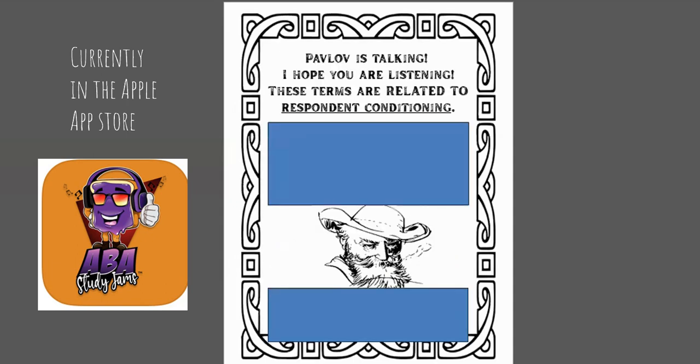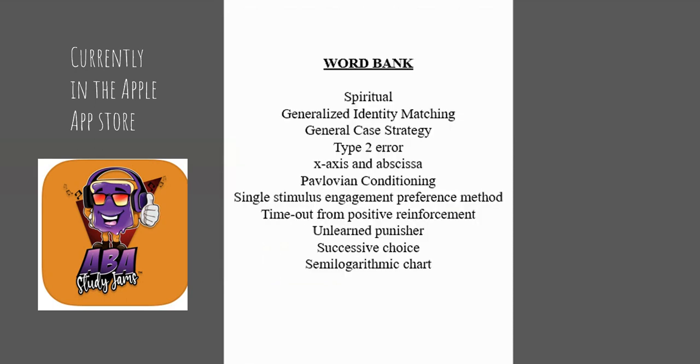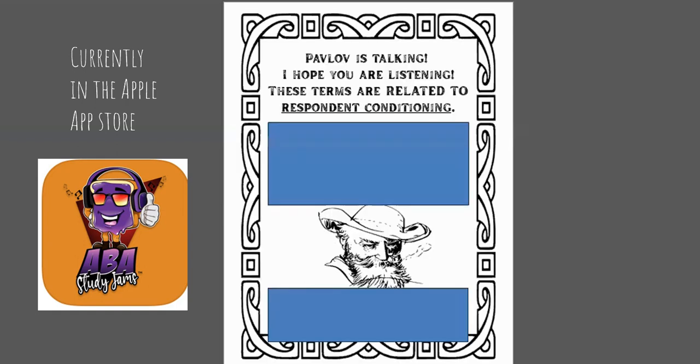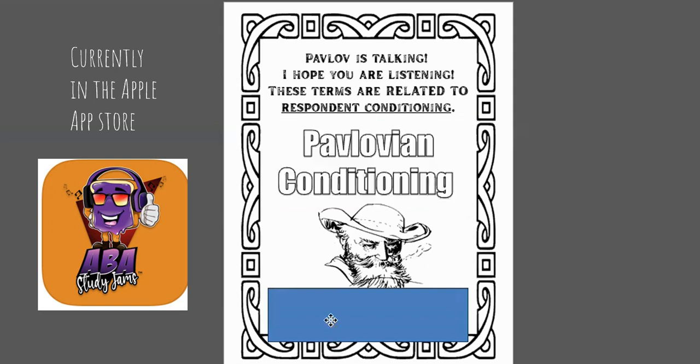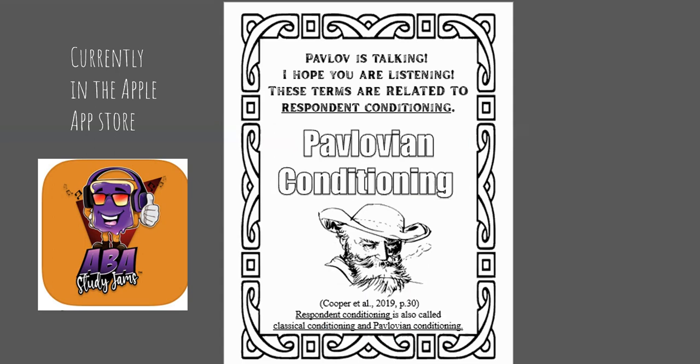Whew, okay. Pavlov is talking. I hope you are listening. These terms are related to respondent conditioning. What are the terms that are related to respondent conditioning? Did we just do this one? We did, but there are 2 AKAs for respondent conditioning. The first one is classical conditioning. The clue is that Pavlov is talking. Pavlovian conditioning. Respondent conditioning is also called classical conditioning and Pavlovian conditioning.